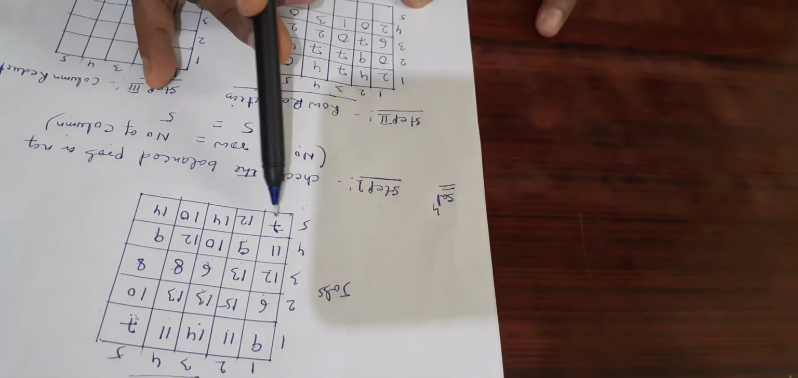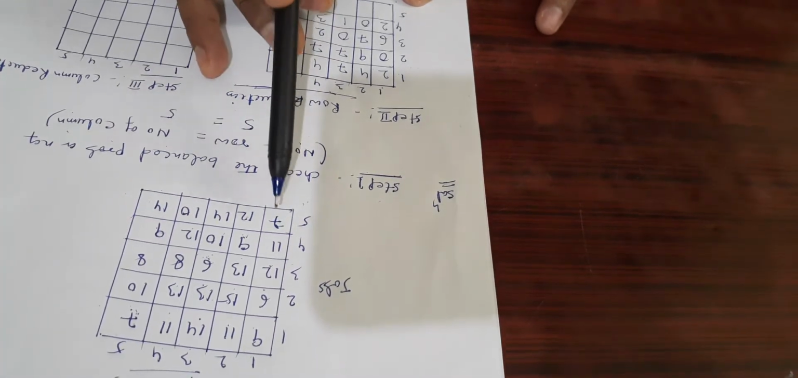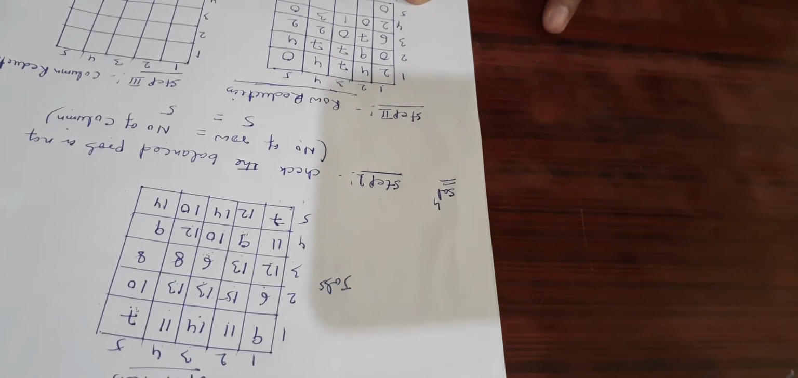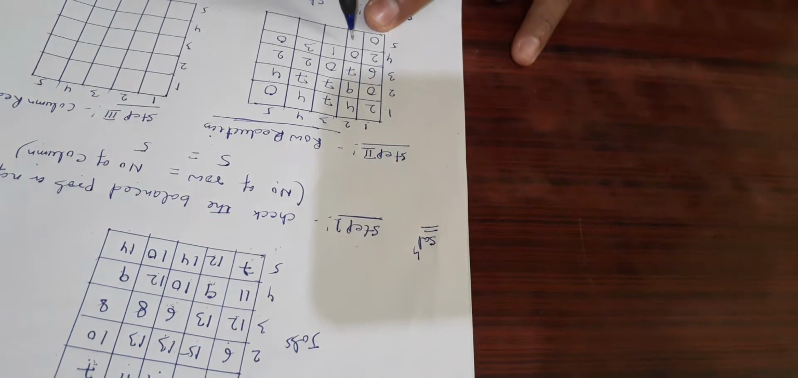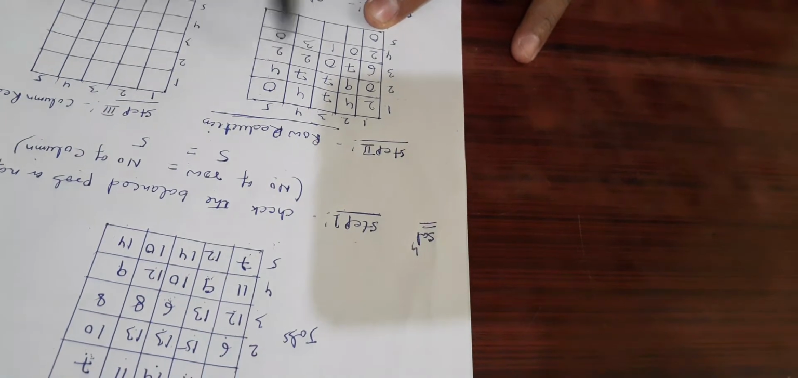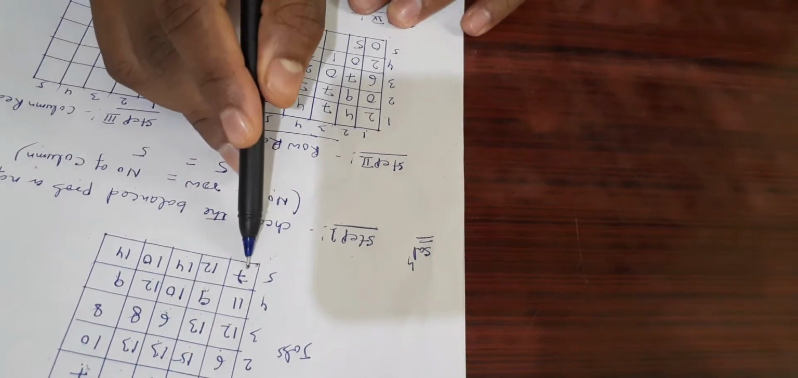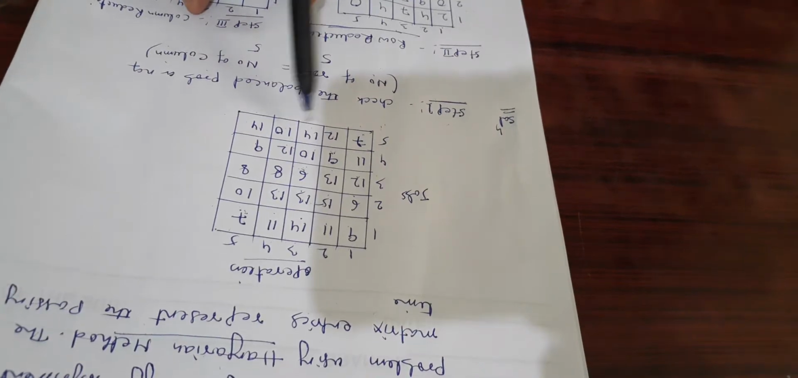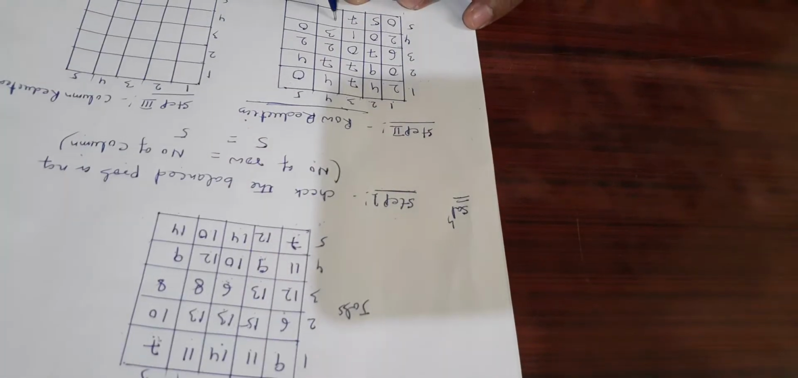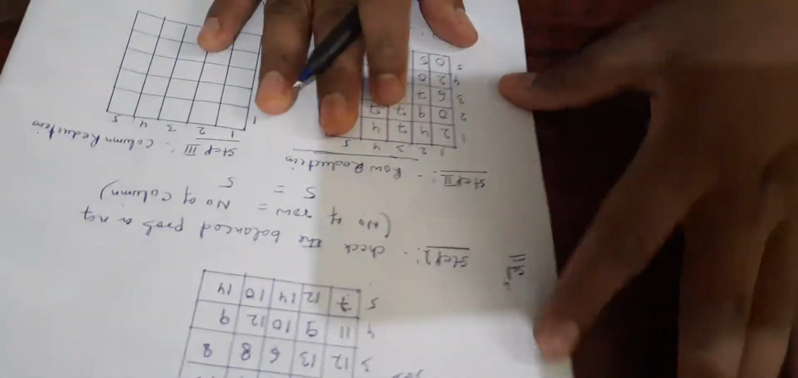Next, the fifth row, the least value is 7. So 7 minus 7 is 0. And 12 minus 7 is 5. And 14 minus 7 is 7. And next, 10 minus 7 is 3. And next, 14 minus 7 is 7. So the row reduction is complete.